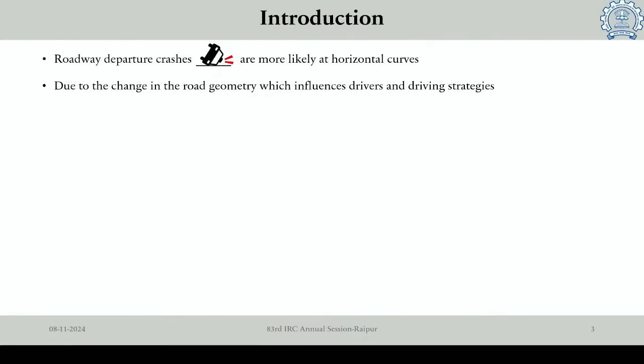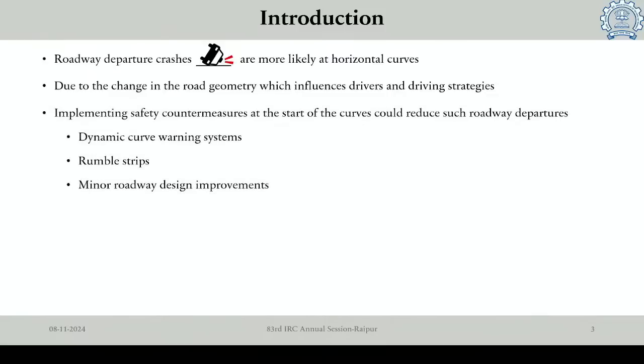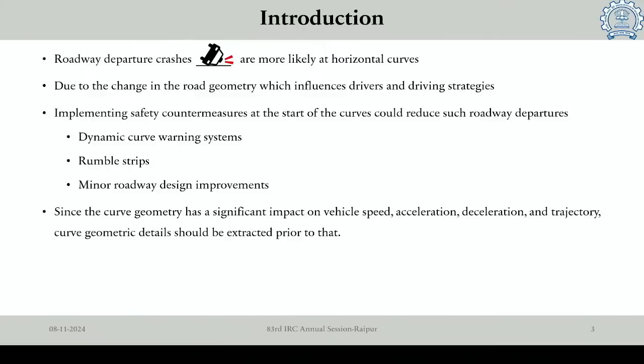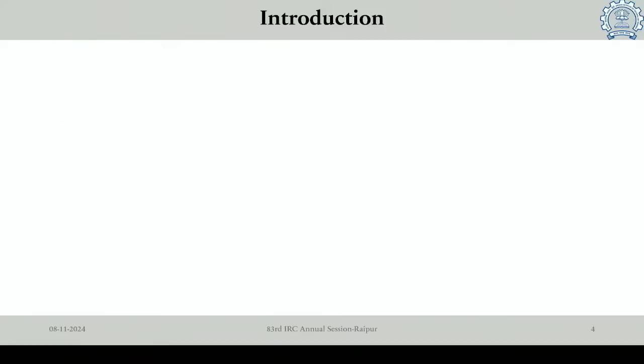The introduction: roadway departures are more likely at horizontal curves due to the change in road geometry, which affects the drivers and their driving behavior. To reduce these roadway departure crashes, safety countermeasures such as dynamic curve warning systems, rumble strips, and minor roadway design improvements can be implemented. Since the curve geometry is important for getting the vehicle speed, acceleration, deceleration, and trajectory, the curve geometric details should be extracted prior to that.